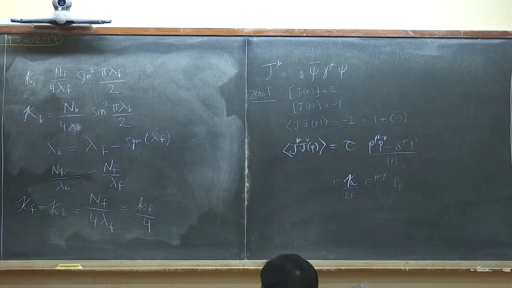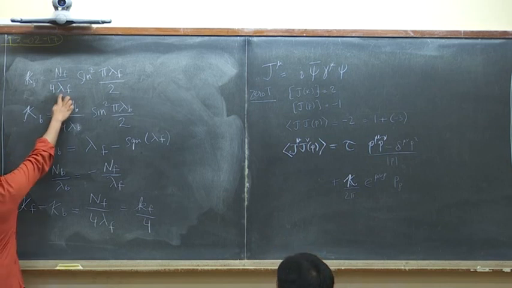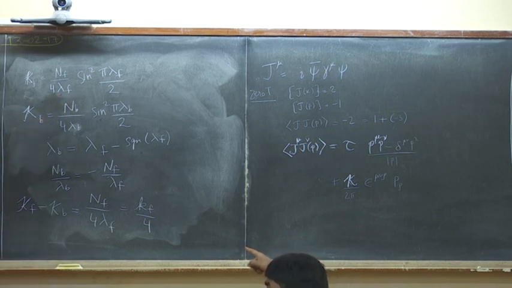Okay, so what's the resolution here? This is not large n, this is large n and large k. What is the ratio nf by lambda? You define lambda f as n by k. But n was the number of flavors. Okay, so lambda f is nf by k. Yes, it is.